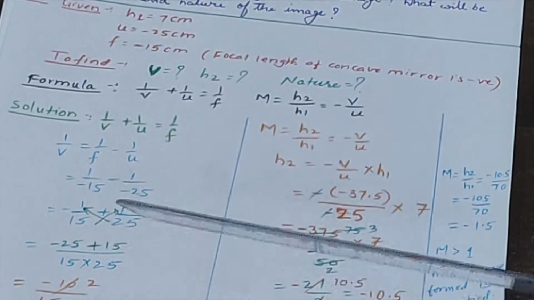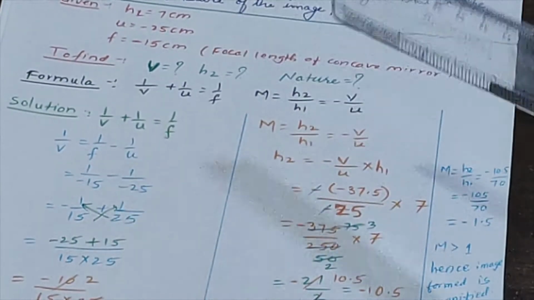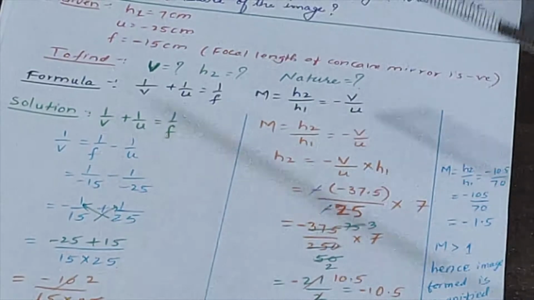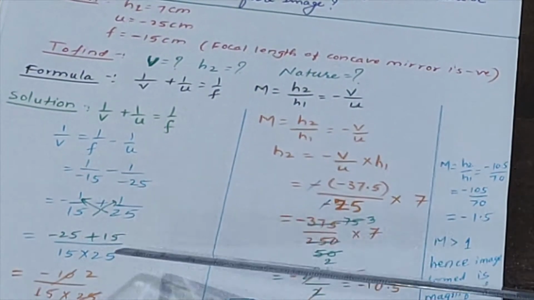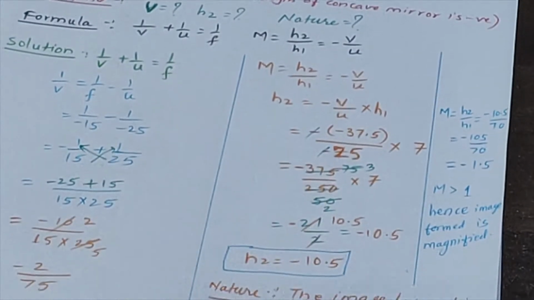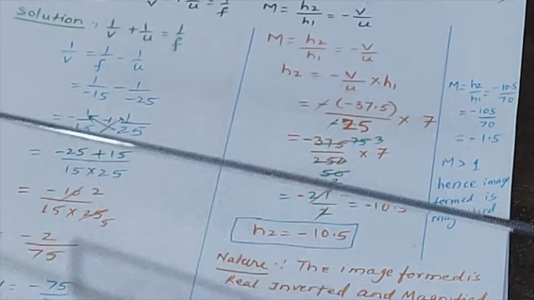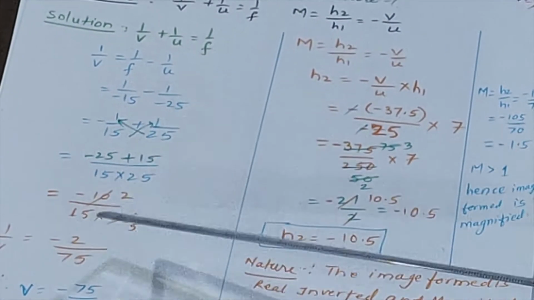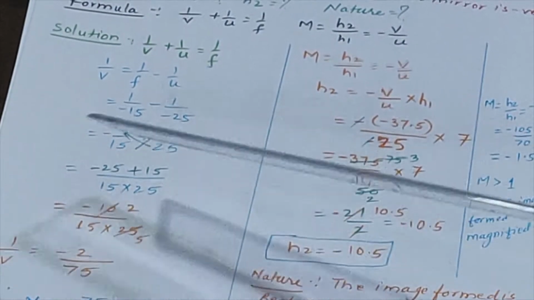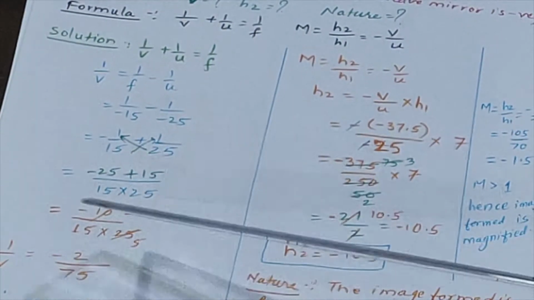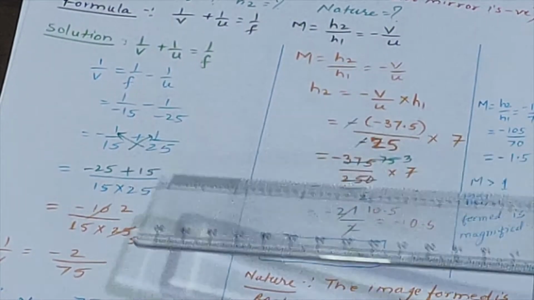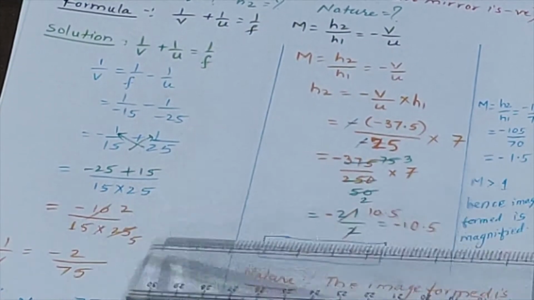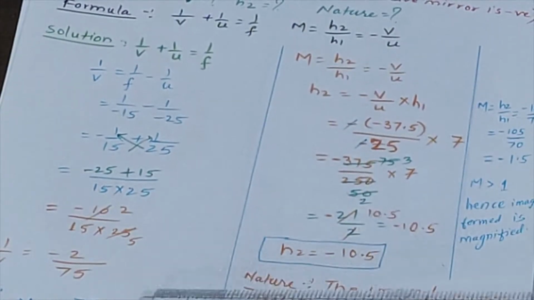There are many ways of solving this. Either you can cross multiply or take the LCM, whichever way you find easy, you can do it. I've done it by cross multiplying here. This is 25 multiplied by 1 is minus 25 here, because this is negative, and this is 15 multiplied by 1, so that is plus 15, and then I've subtracted, giving minus 10 upon 15 into 25, and then I've cancelled. 5 2s are 10 and 5 5s are 25, and then this has become minus 2 upon 75.